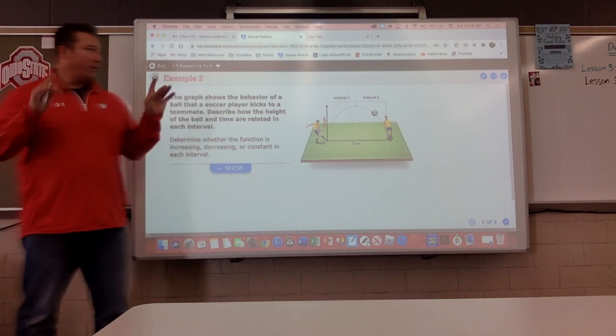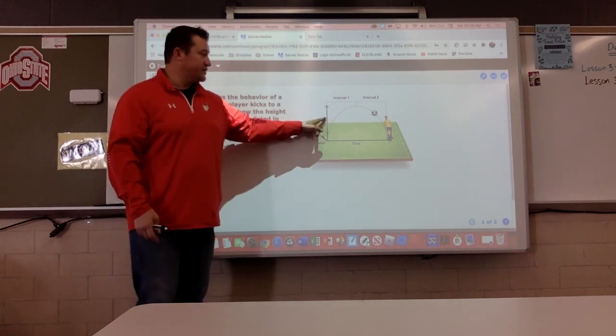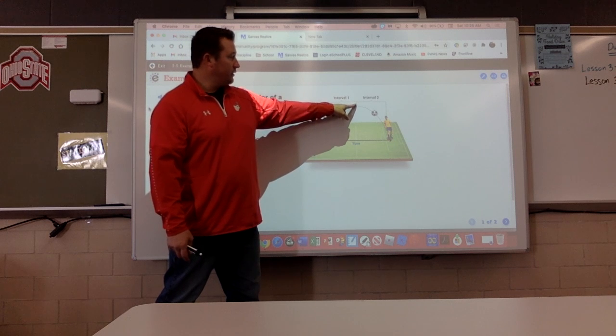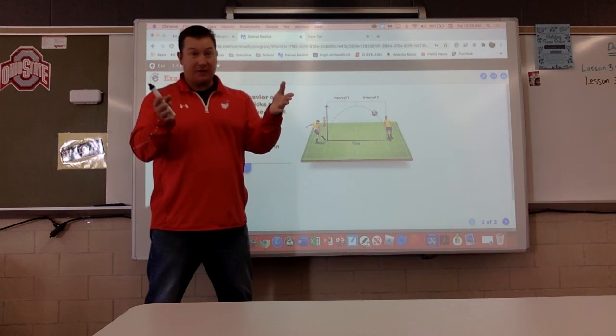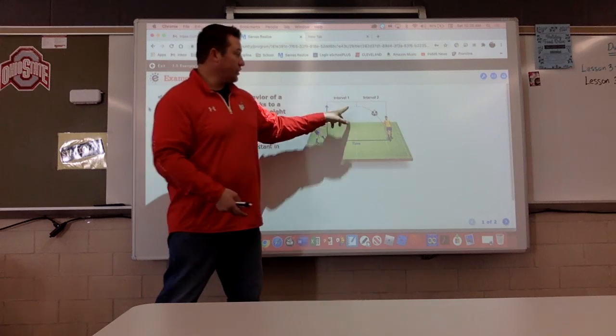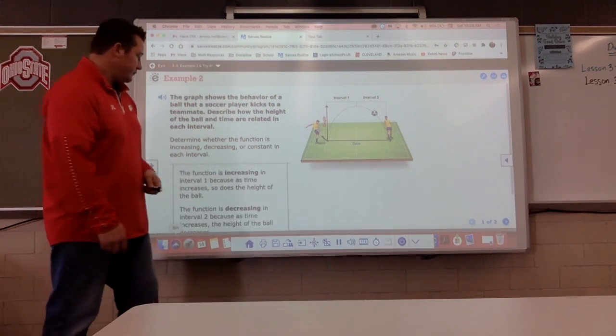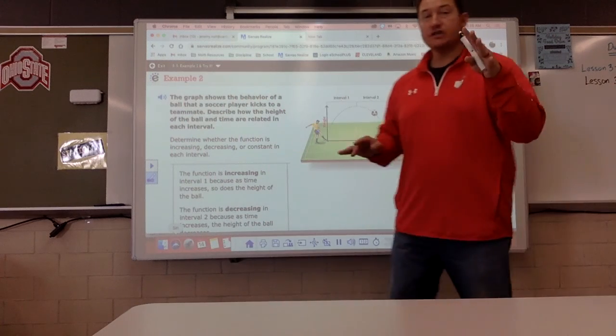Okay. We're going to see two intervals, right? They've got them listed here. First interval, height of the ball going up. At some point in time, what's going to happen to the ball, guys? It's going to start to come back down. That's the second interval, okay? Here you go. So this function does both, right?